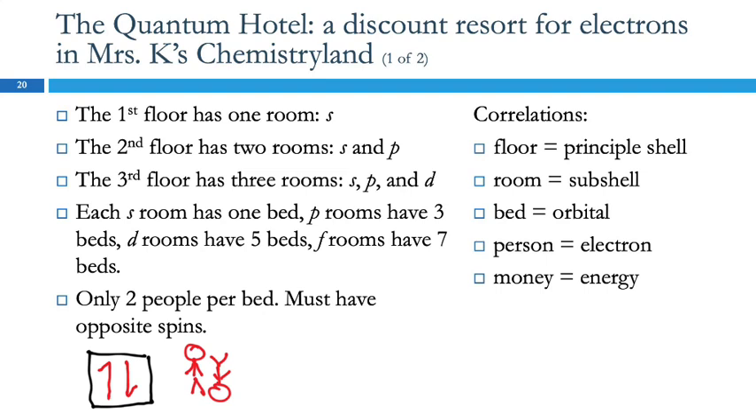So the correlations here: the floors in the hotel are the principal shells or levels. The rooms are the subshells or sublevels. Each bed is an orbital. A person is an electron, and money is energy. So as you go up the floors in the hotel, the price to stay in that room becomes higher. And this is a discount resort, right? Electrons here are trying to save money, and so they want to stay in the cheapest room possible. Any questions yet?